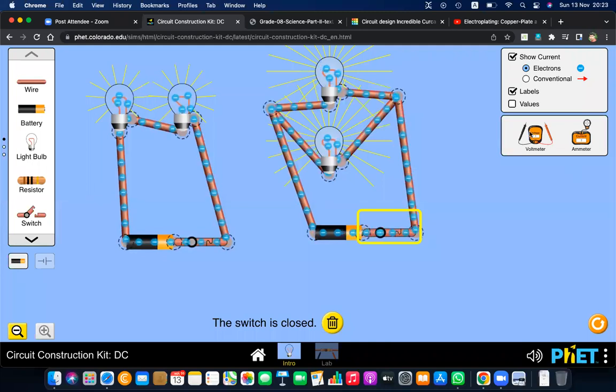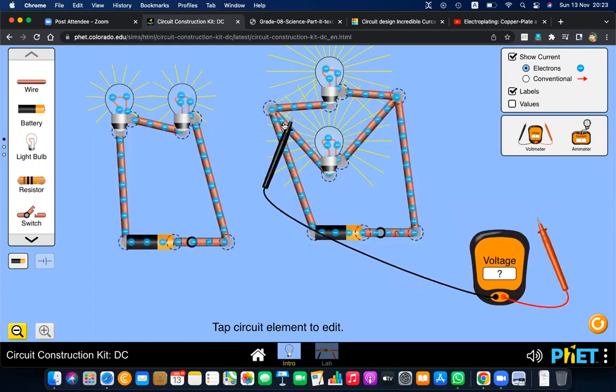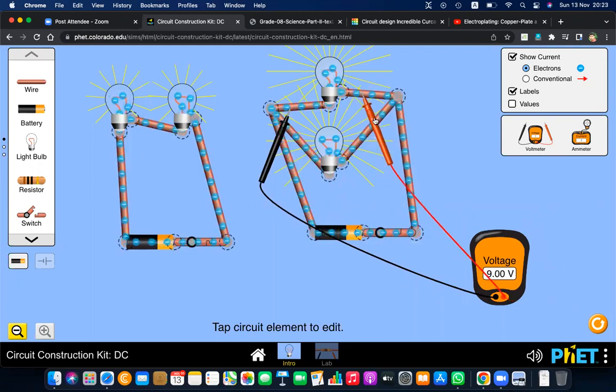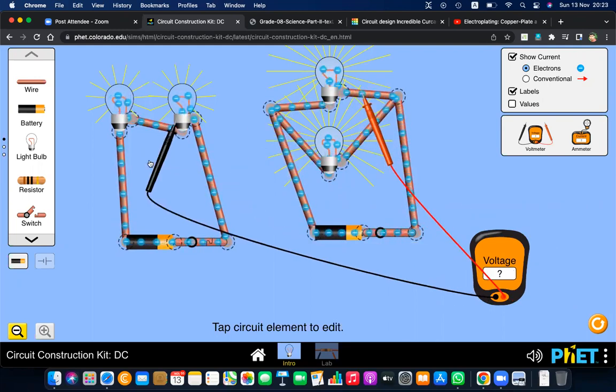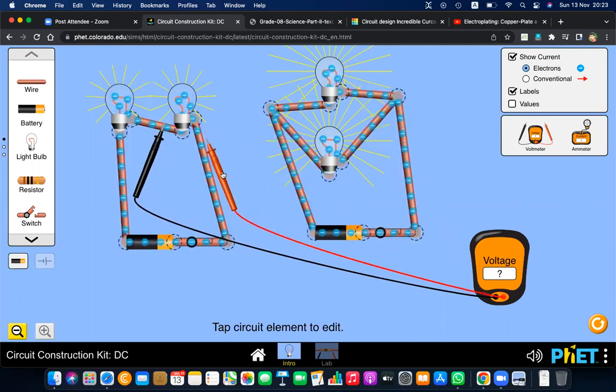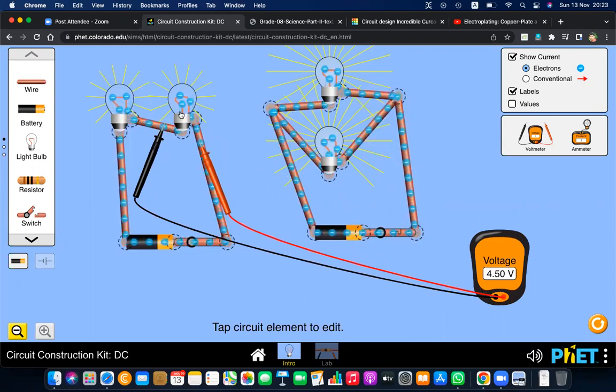So what will happen here? If you measure the voltage, here one bulb will get 9 volt. But here, if you take the measurement, one bulb will get only 4.5 volt. If bulbs are connected serially, what will happen? They will share the voltage. Voltage will be divided by the number of bulbs. If both bulbs are equal, you can divide the voltage by the number of bulbs. And if bulbs are connected parallelly, all bulbs will get the same voltage.